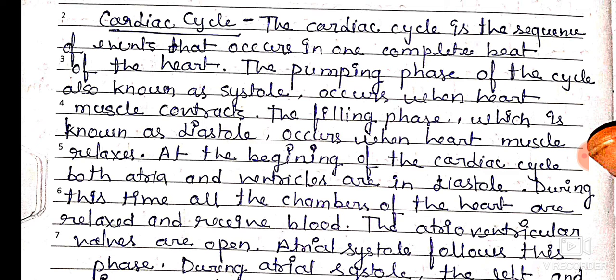Cardiac cycle. The cardiac cycle is the sequence of events that occurs in one complete beat of the heart. The pumping phase of the cycle, also known as systole, occurs when the heart muscle contracts. The filling phase, which is known as diastole, occurs when the heart muscle relaxes.